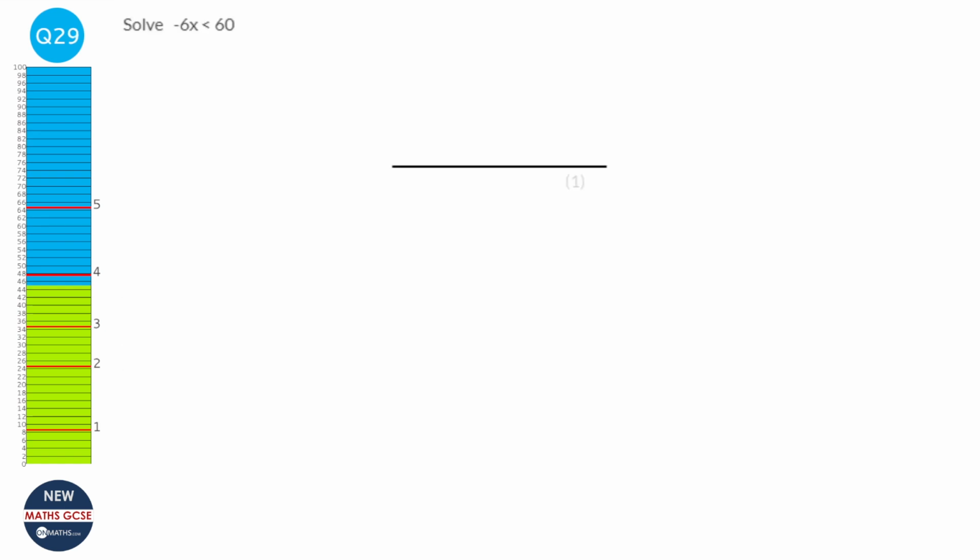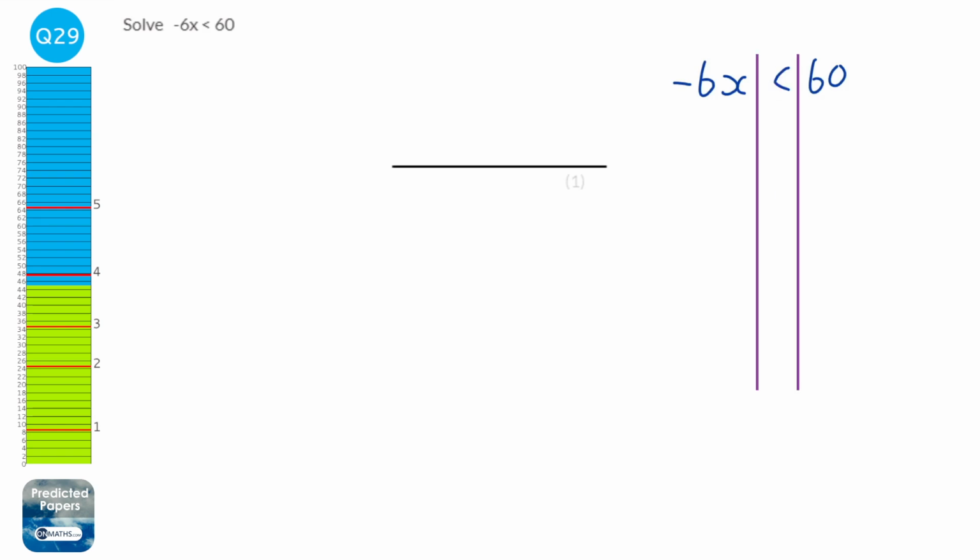Okay, so we're going to start by writing this out a little bit bigger, give us a bit more space. So it's minus 6x is less than 60. And we're going to do our tram lines down. And we're going to start by dividing both sides by minus 6, because that's what this is doing. It's timesing the x by minus 6. So we're going to divide both sides by minus 6. So that gets rid of the minus 6 on the left-hand side.